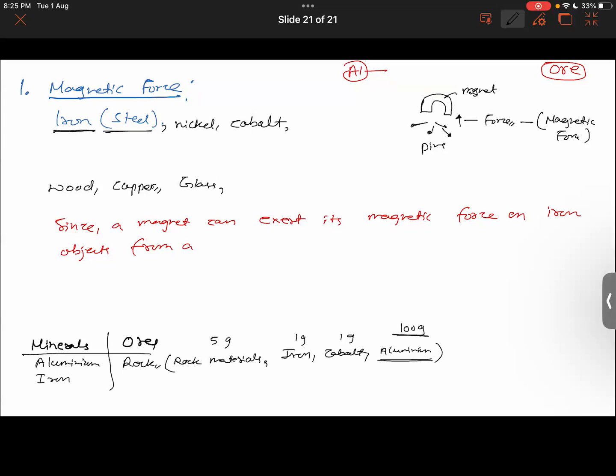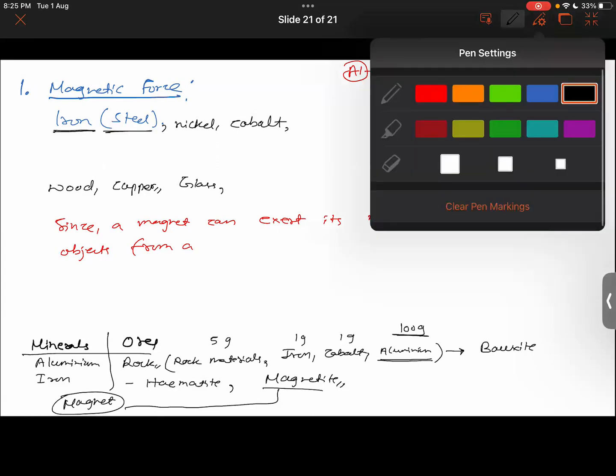The ore of aluminum, the rock from which aluminum is extracted, is called bauxite. Similarly, you have different types of ores for iron as well. Some of them are hematite, and another one is magnetite. Magnetite is the same ore from which magnets are derived. So that is the thing I was talking about.